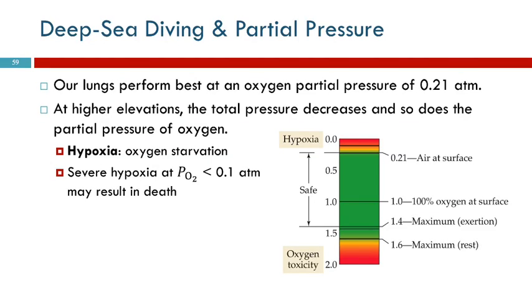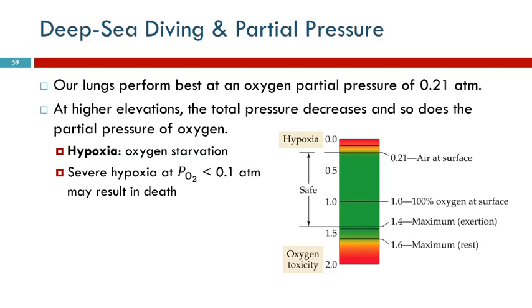So the air that we breathe is a mixture of gases. Oxygen and nitrogen are the main ones. And our lungs perform best when the partial pressure of oxygen is 0.21 atmospheres, which is what the pressure is at sea level in air.